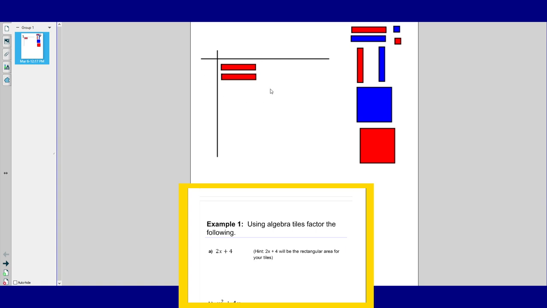And our goal is to make some sort of rectangle that makes sense. So it can't be just something like that. That's not really a rectangle. That's a rectangle. Right now it's 2x and 2, but I want 2x and 4.